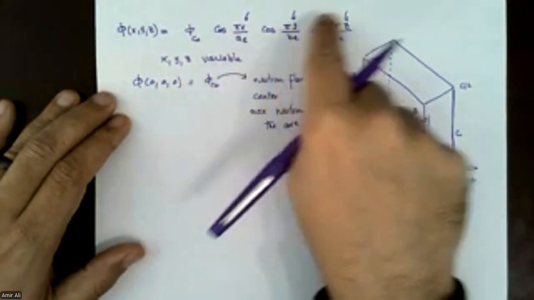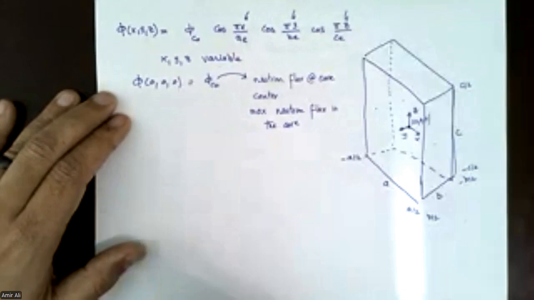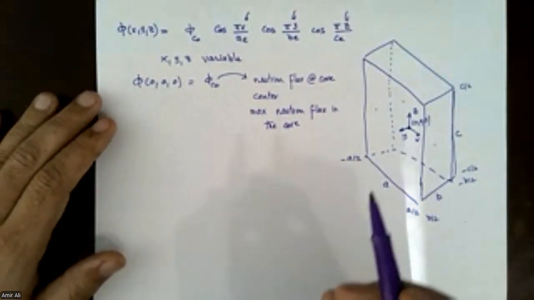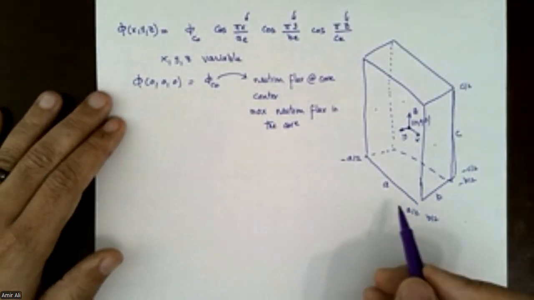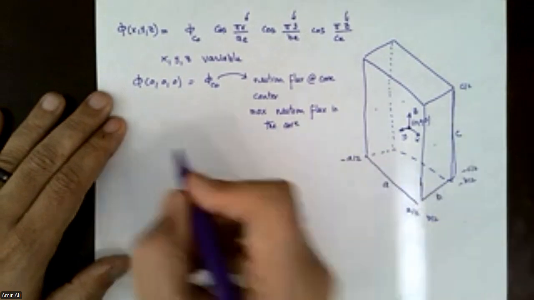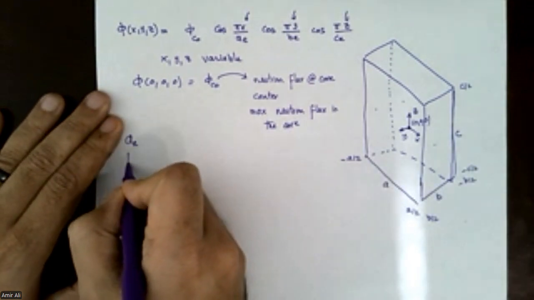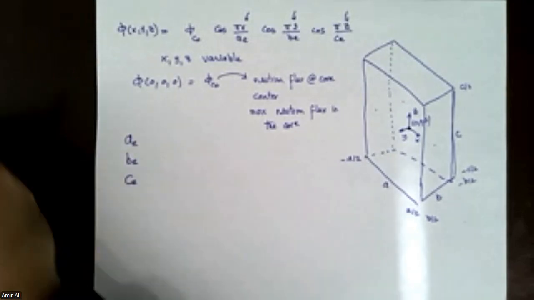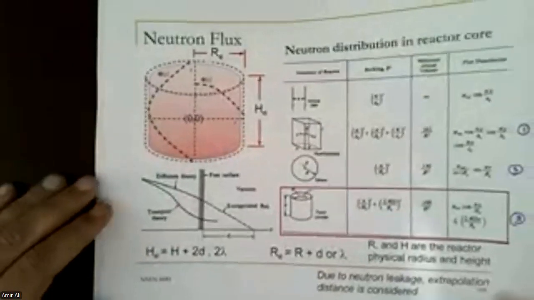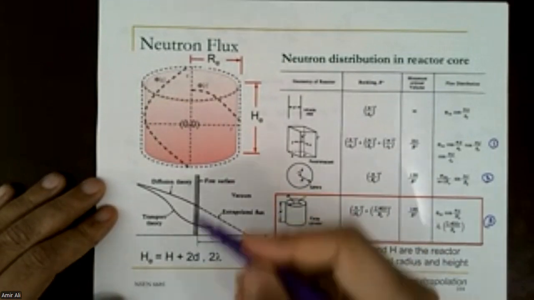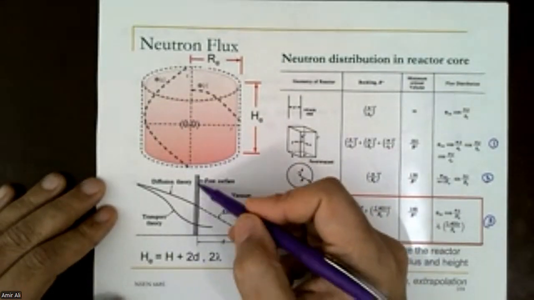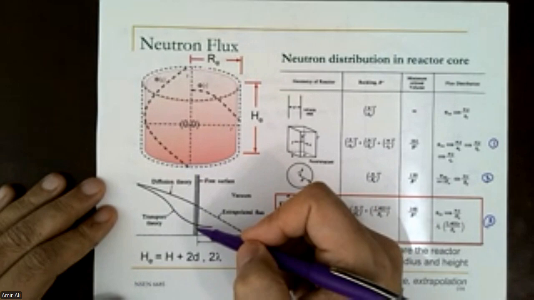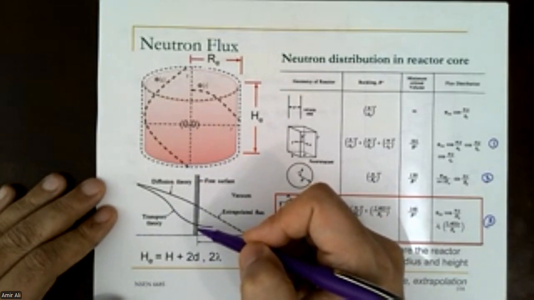Then we defined x, y, z, right? Pi is pi. Then we have a e, b e, c e. But in the geometry here, I have A, B, and C. Why do we have a e, b e, and c e? When you look back at this diagram here, this is the physical boundary of the reactor. That's a solid boundary of the reactor, okay? We know that neutrons do not stop at physical boundaries.